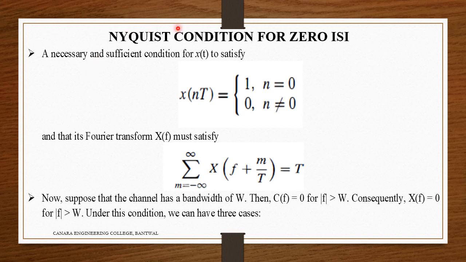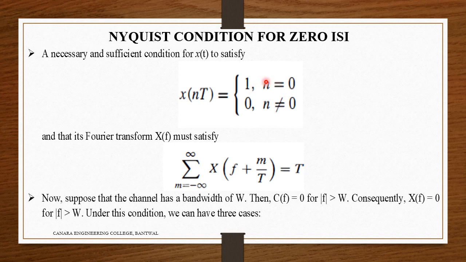Then the necessary condition is that x(nT) is nothing but 1 for n equal to 0 and 0 for n not equal to 0. For anything other than n equal to 0, it should be 0. That condition ensures that ISI is not there. Only the first term, x0 equal to 1, should be present, and if n is equal to 0, it is 1. That is the desired signal.